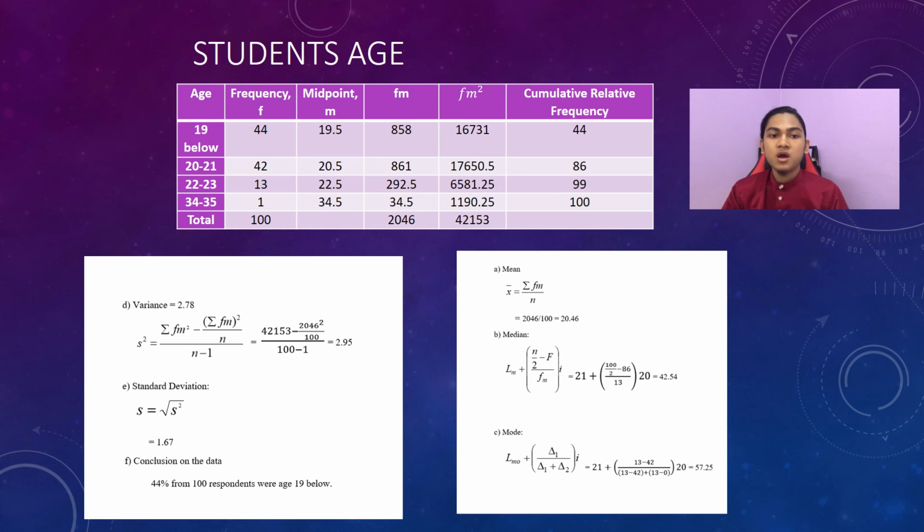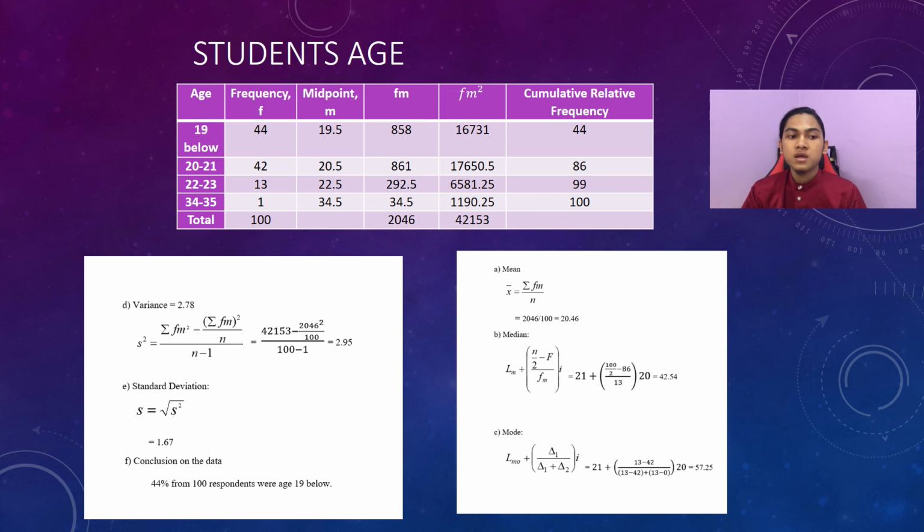The mean for the survey of student age is 20.46. The median is 42.54. The mode is 57.25. The variance is 2.95. The standard deviation is 1.67. And the conclusion of the data is 44% from 100 respondents were 19 and below.